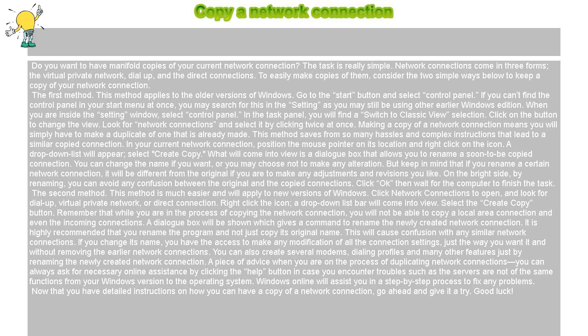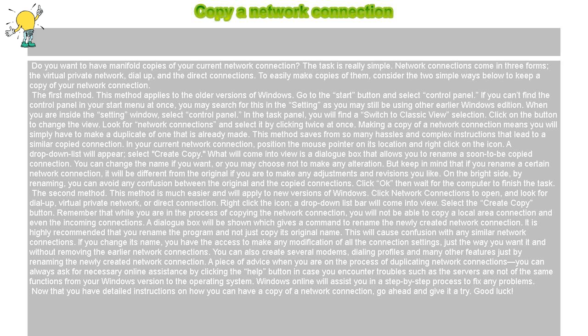In the Task panel, you will find a switch to Classic View selection. Click on the button to change the view. Look for Network Connections and select it by clicking twice at once. Making a copy of a network connection means you will simply have to make a duplicate of one that is already made. This method saves from so many hassles and complex instructions that lead to a similar copied connection.